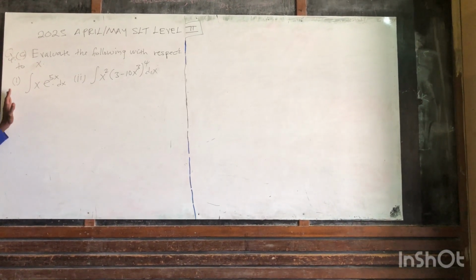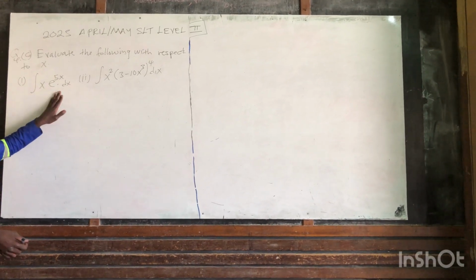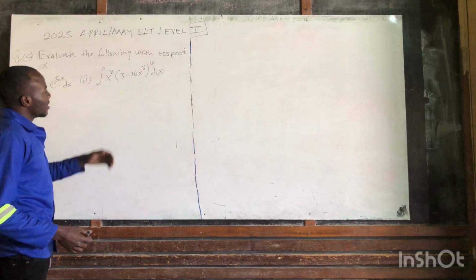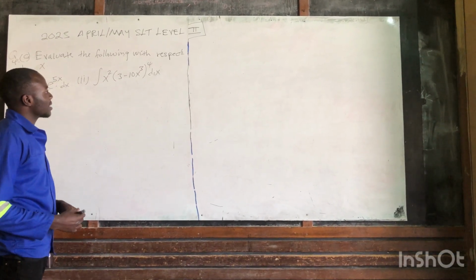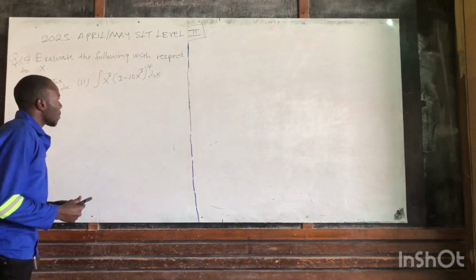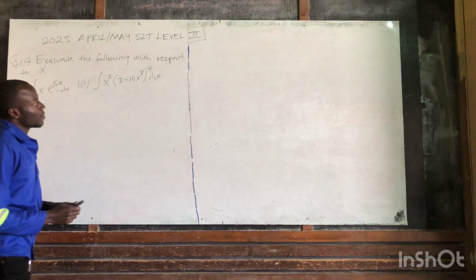The first question, A1, is the integral of x exponential 5x dx. A2 is the integral of x squared, in brackets 3 minus 10x to the power 3, everything raised to the power 4 dx. So here we want to integrate this function.